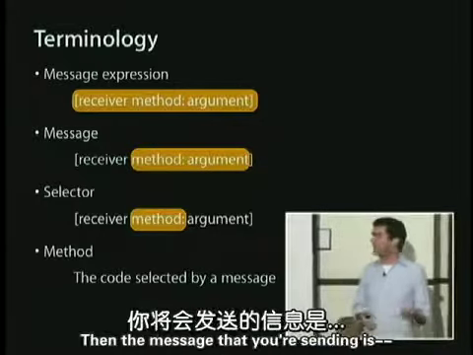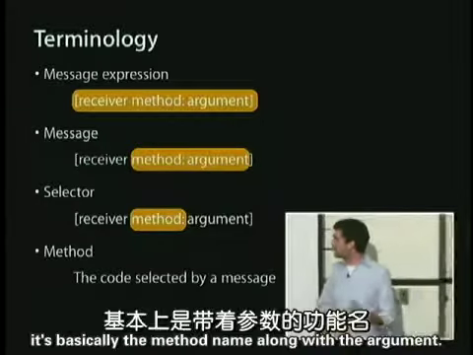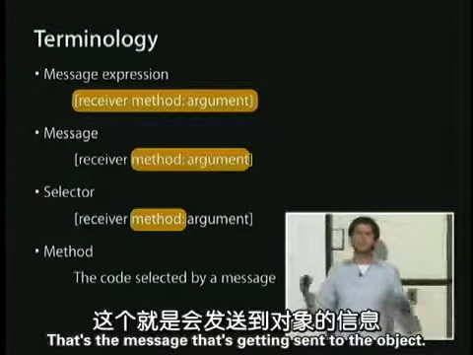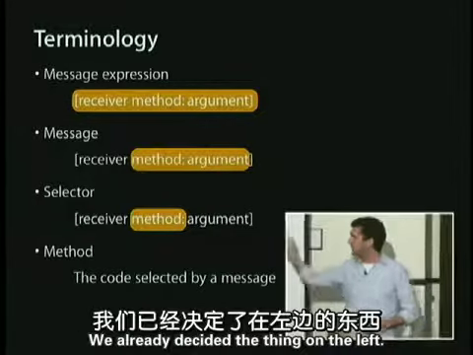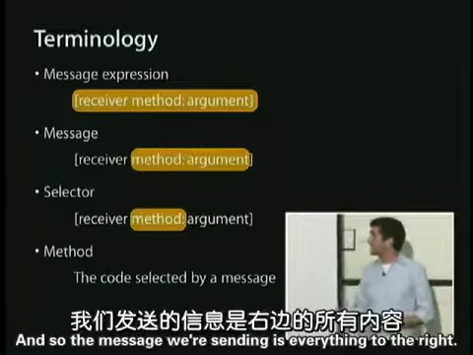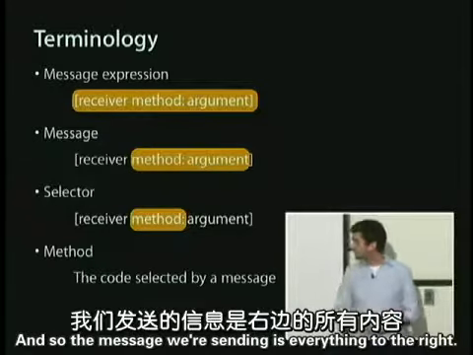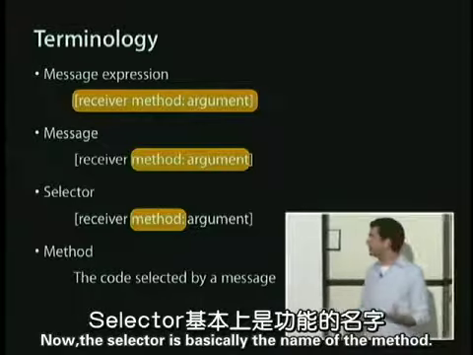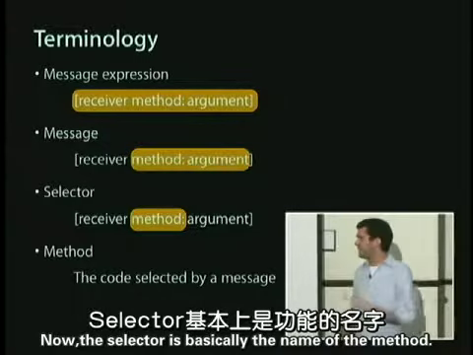Then the message that you're sending is basically the method name along with the argument. That's the message that's getting sent to the object. We already decided the thing on the left, the receiver, is an instance of an object. And so the message we're sending is everything to the right. Now, the selector is basically the name of the method.